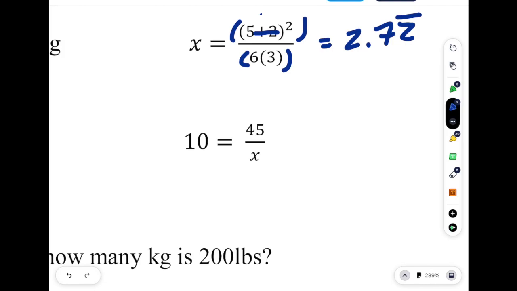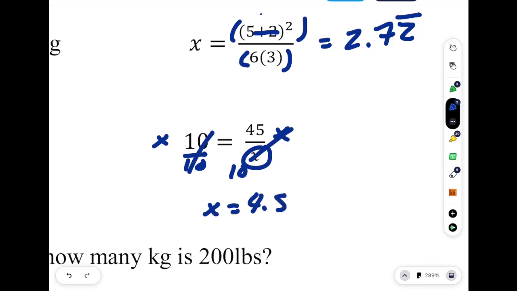This one looking pretty simple, but the idea we're stressing here is that if x is in the denominator, get it out of the denominator first by timesing by x, and now it's out of the denominator. We can just solve for it by itself. And it's being multiplied by 10, so we'll divide by 10 to move 10 to the other side. 45 over 10, x is equal to 4.5.